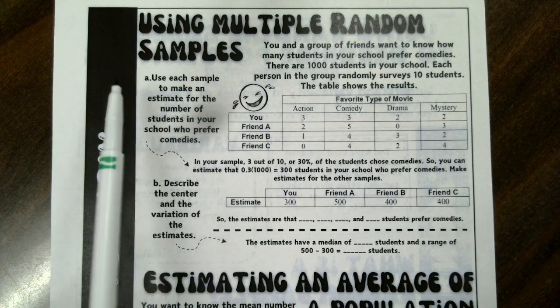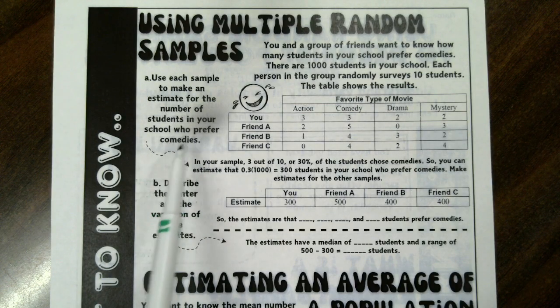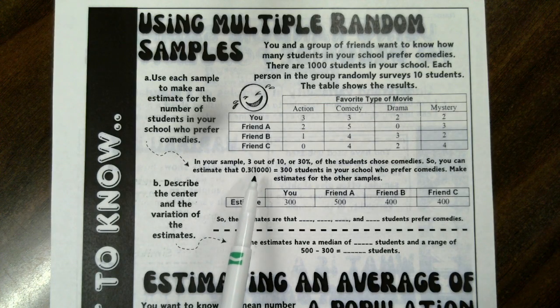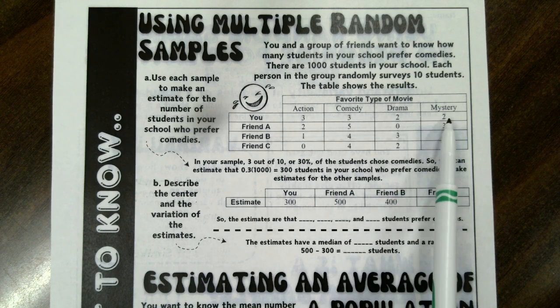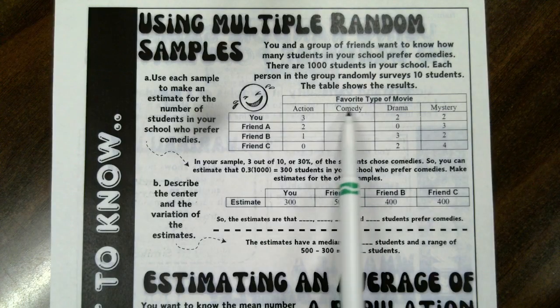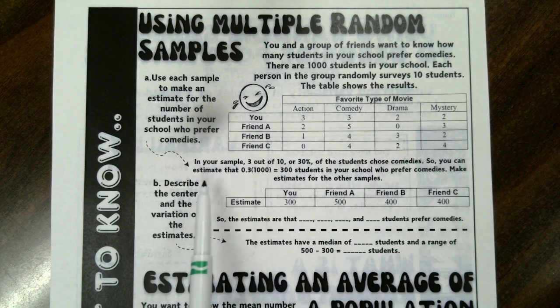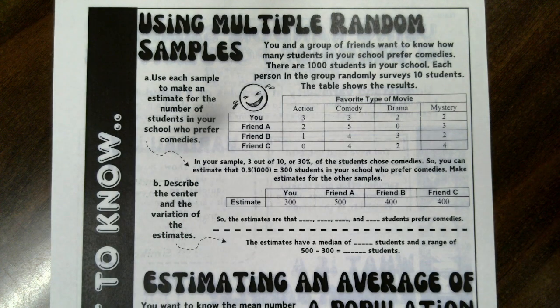This first part says, use each sample to make an estimate for the number of students in your school who prefer comedies. In your sample, 3 out of the 10, because we said we did 10, right? So 3, 6, 8, 10. I assessed 10 people, and 3 out of my 10 people said that they like comedies, or that would be 30%. So you can make an estimate using 0.3, that's how we change 30% into a decimal, right? We're going to multiply that by 1,000 because that's how many students are in my school.